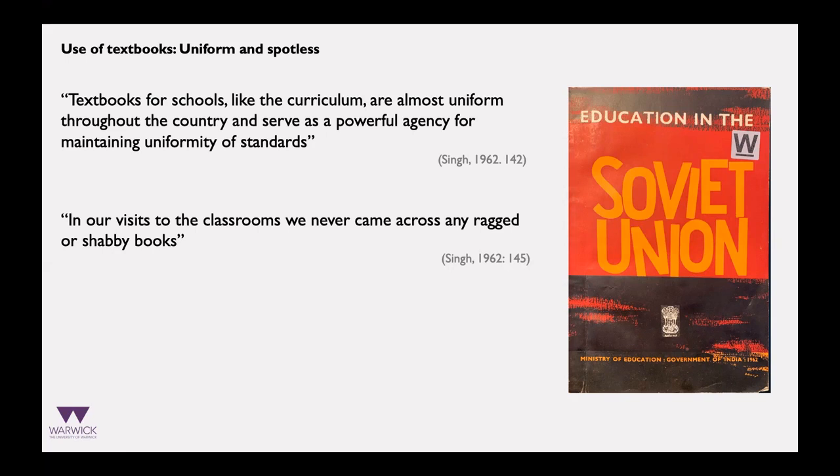In terms of the textbooks themselves, Singh remarks that they were, like the curriculum, almost uniform throughout the country. They serve as a powerful agency for maintaining uniformity of standards. Singh was really blown away by how wonderful everything was in the Soviet Union in many ways. There are political reasons for this as well, as the Soviet Union starts turning towards countries like India, which had got their independence. The Soviet Union is trying to do more work in those kinds of countries and make connections with them, as opposed to the West being involved there.